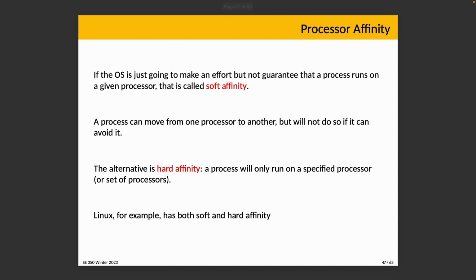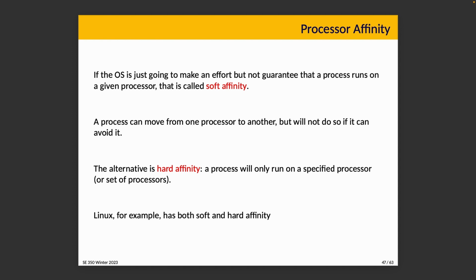Now, if the operating system is going to make an effort but not guarantee that a process runs on a given processor, it's called soft affinity. It can move from one processor to another, but it won't do so if it can avoid it, to reduce the number of cache misses. And some calculation will necessarily take place to figure out when it makes sense.